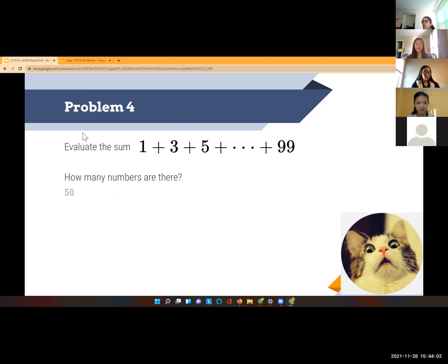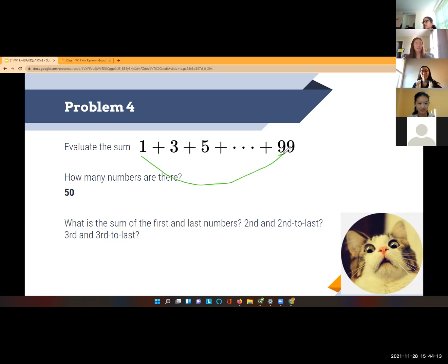I will confirm if you got it right or wrong in just a second. Okay, so now what we do is when you add sequences like this, you can add the first and last number, so do 1 plus 99. That's 100, right? The term before 99, we can't see it right now, but it's 97. 97 plus 3 is also 100. The third term plus the third to last term is also 100. So all of the pairs, when you do the front and the back each time, they're all 100.